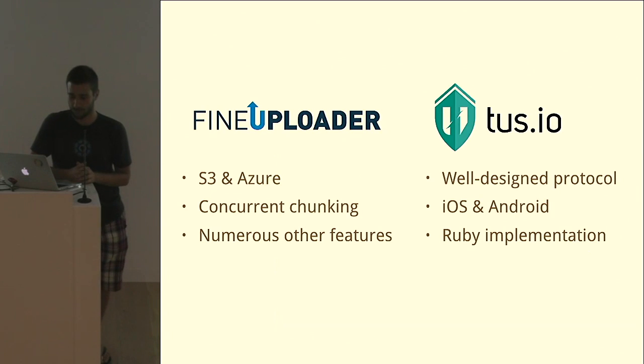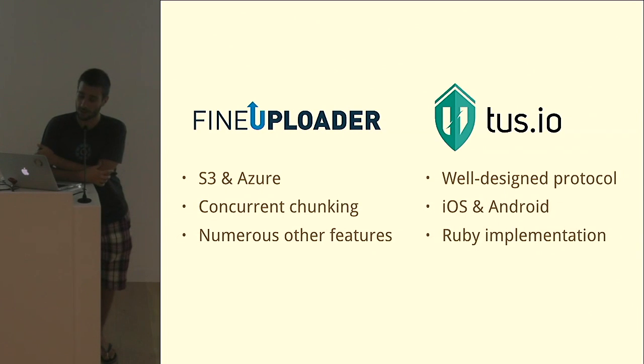So for me, I think the best solutions for resumable uploads are either FineUploader or TAS.io. FineUploader is a mature JavaScript library. It has loads of features. What's nice about it is that it also supports resumable uploads directly to Amazon S3 or Microsoft Azure, which is really cool. And between those two, it's the only one that currently supports concurrent chunking. TAS.io has it in the protocol, but the official JavaScript library doesn't implement it yet.